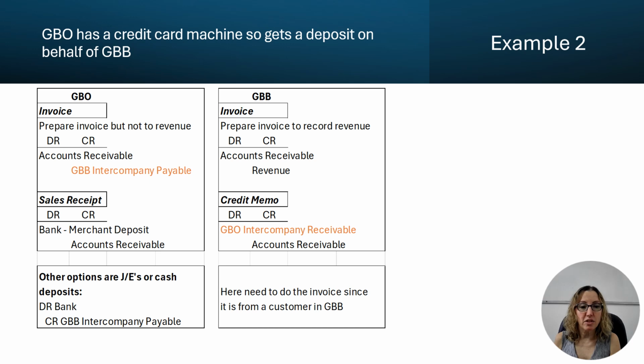On the GBB side, though, you do need to do the invoice because that customer is in GBB and you want to track all your customers along with the associated revenues in the company that it belongs to. So for GBB, we do our normal invoice, debit AR and credit revenue, but we don't record the receipt because it's not a receipt in that company. It was already received in the other one. So the credit that we do against that invoice in GBB is debit GBO intercompany receivable and credit AR. That basically results in the same type of example that we had in number 1, where we have a payable and a receivable intercompany-wise that balances at the end of the month.